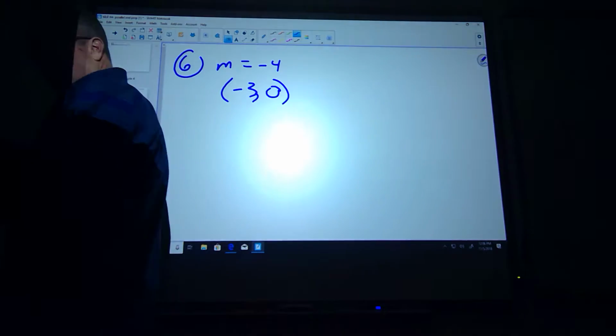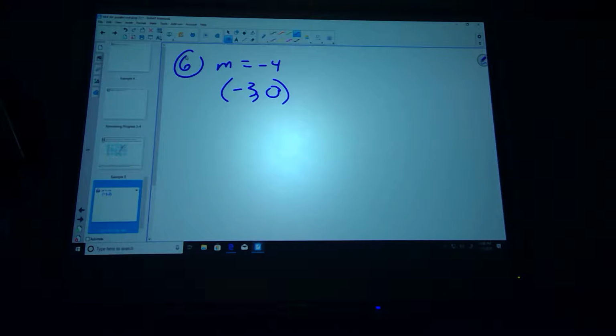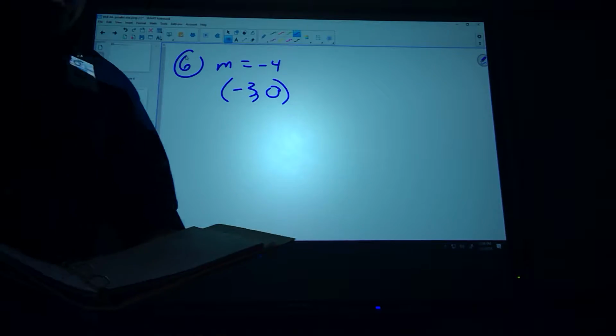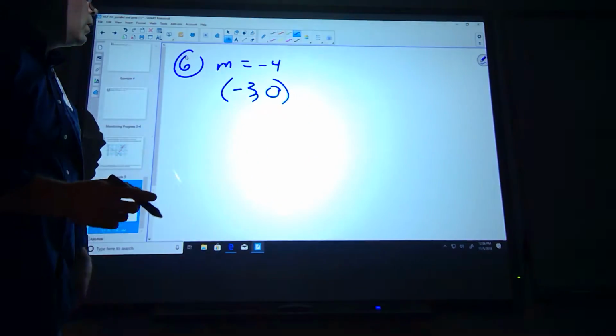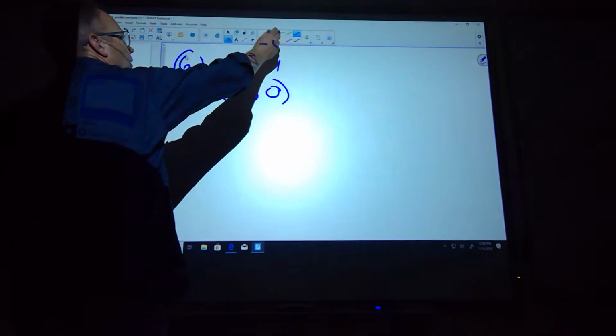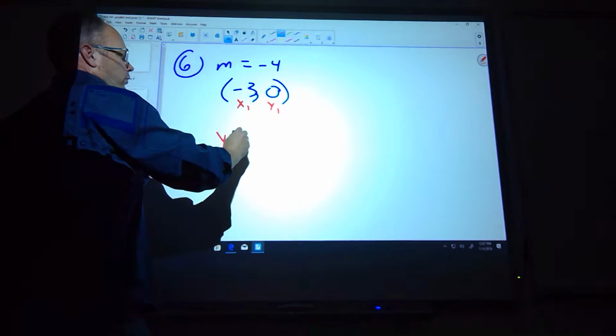Right? So given the rules, write the equation in point slope form. And if given 2 points, find the slope and then use the first point listed for your equation. So this one, they gave us a point and a slope. I'm going to just call this x1, y1, and there's my point slope form.